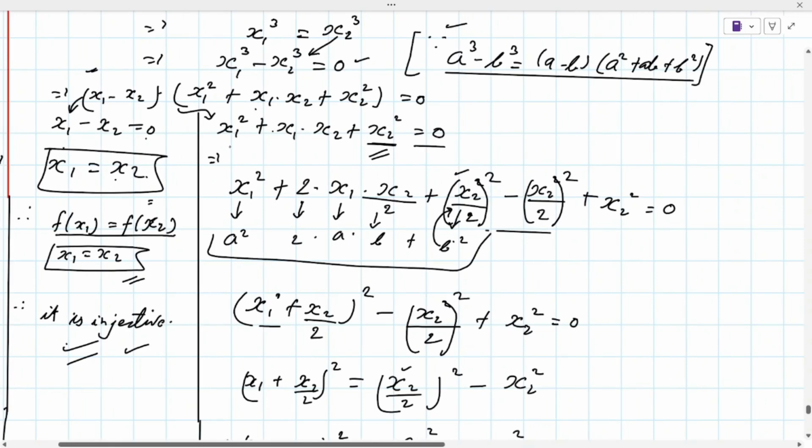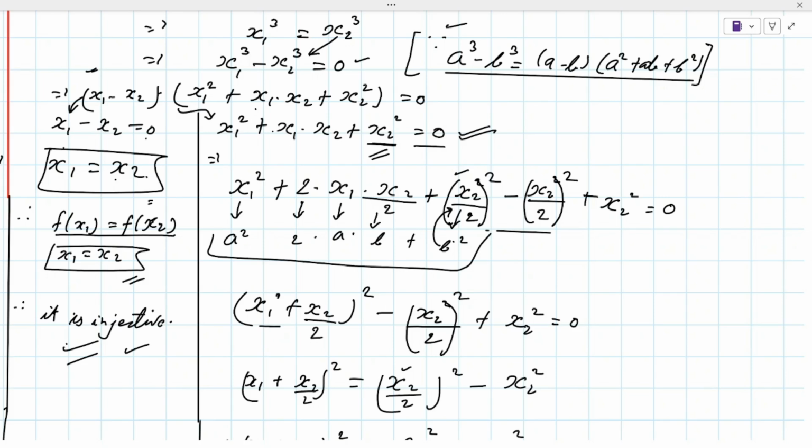Now as you can see here, the second part is x1 square plus x1 into x2 plus x2 square is 0, है ना? As you can see here, the highest power is 2 above x1 and x2, right? So we will try to solve it as a quadratic equation. ठीक है? Is it clear?